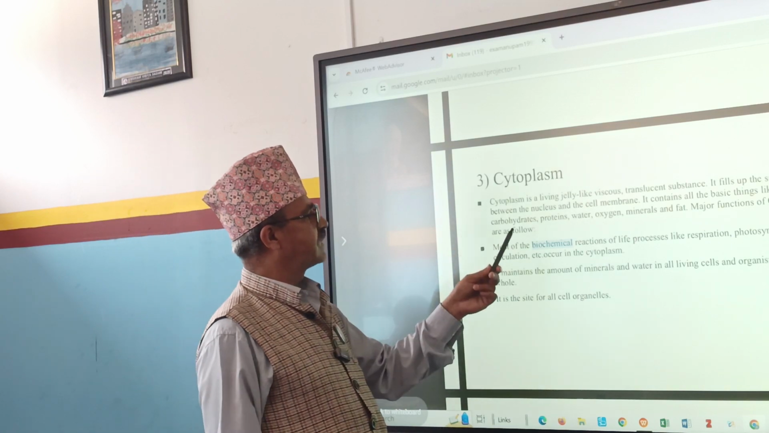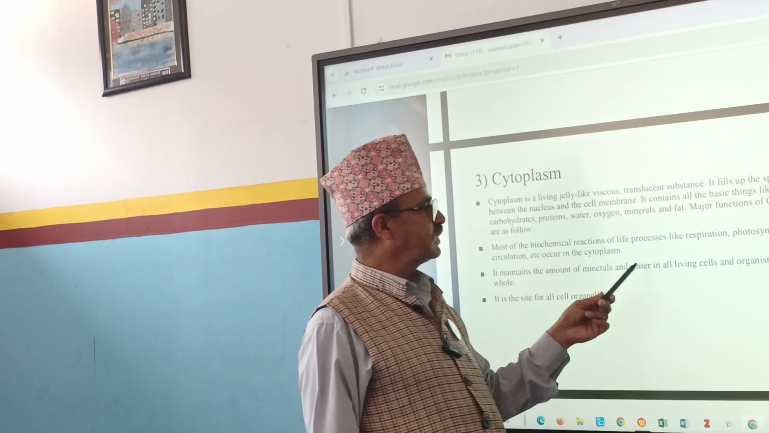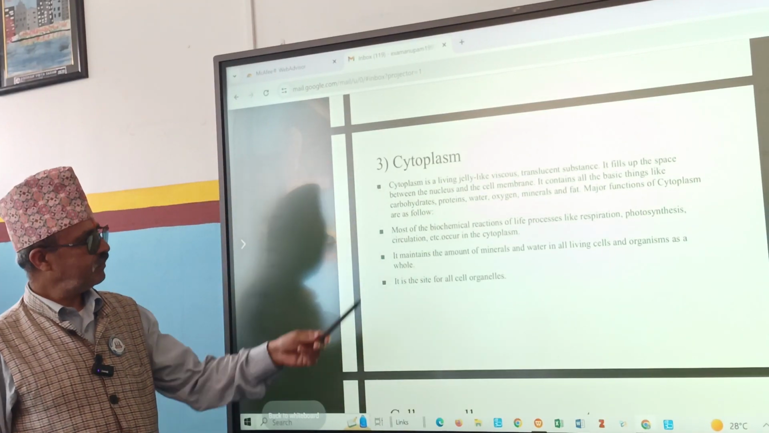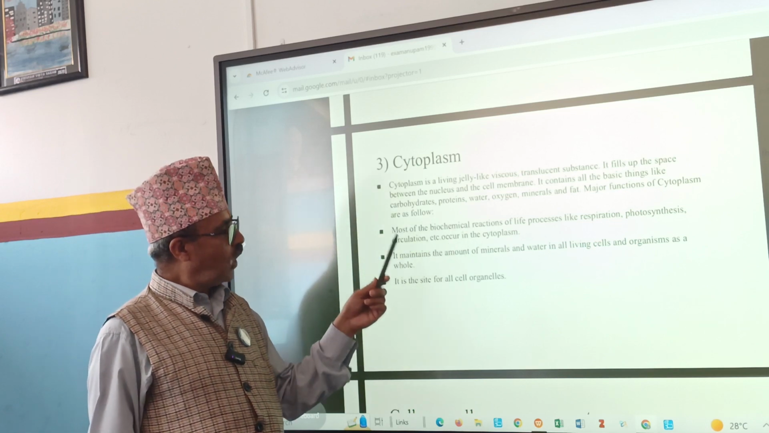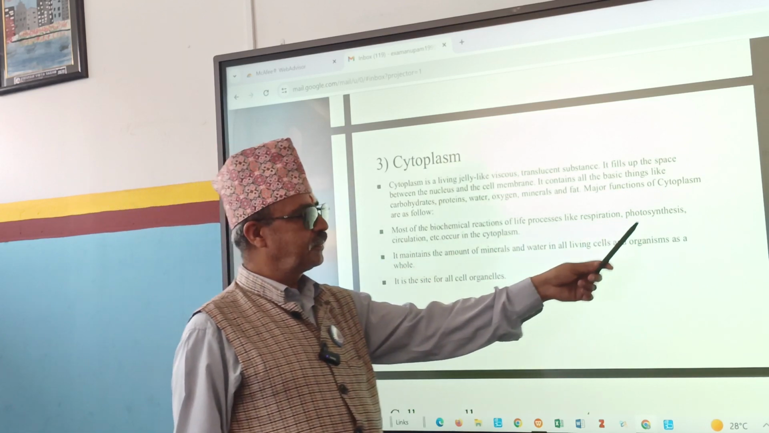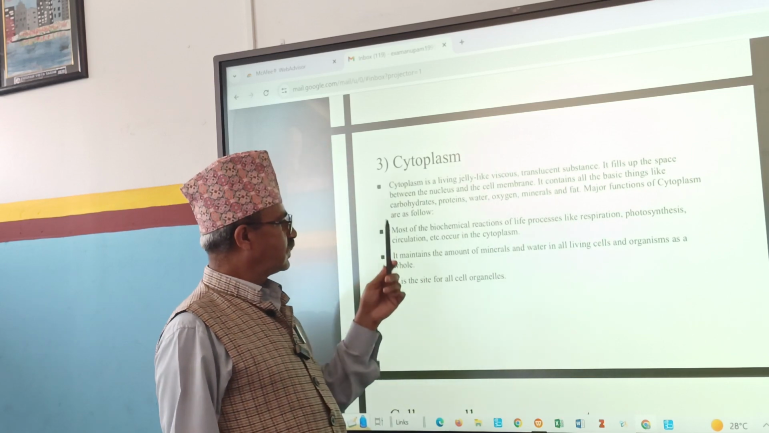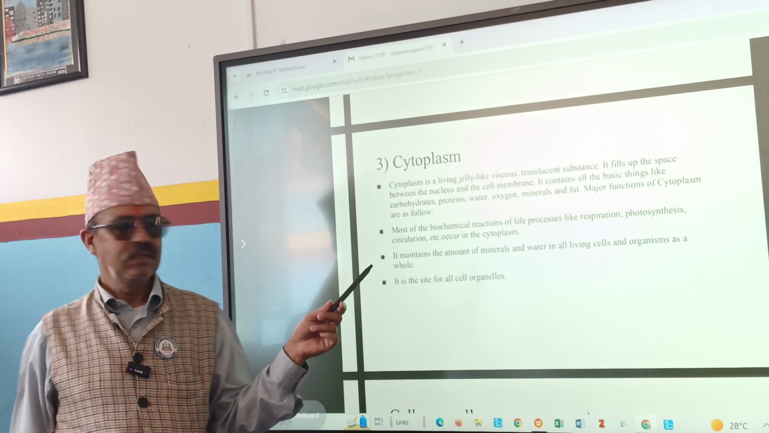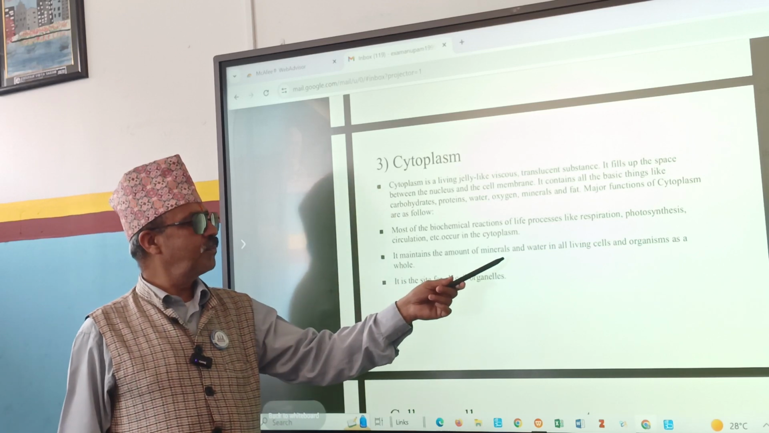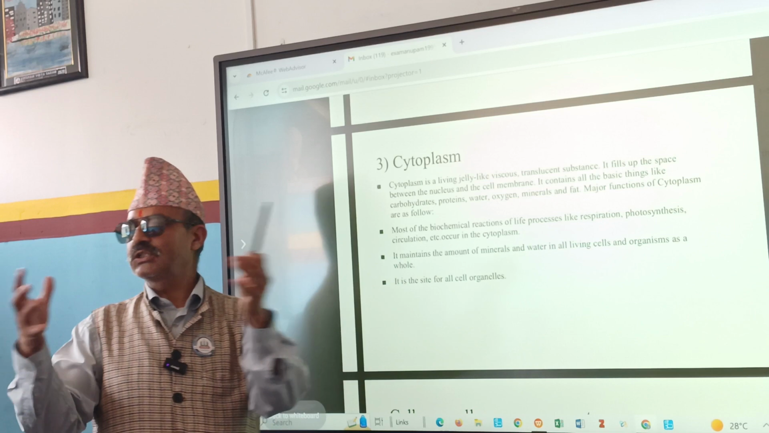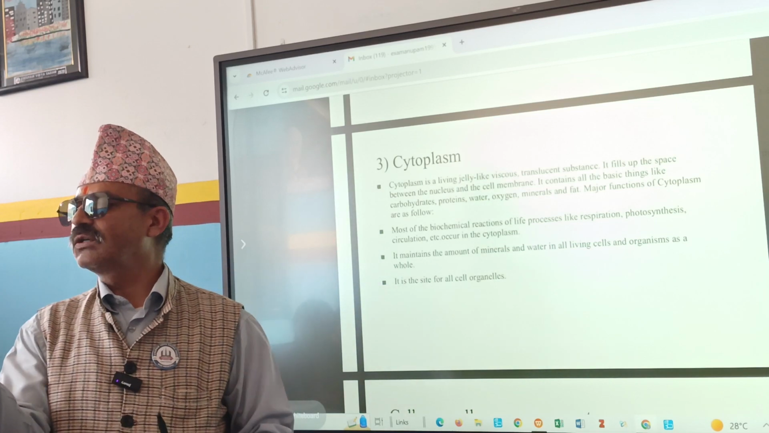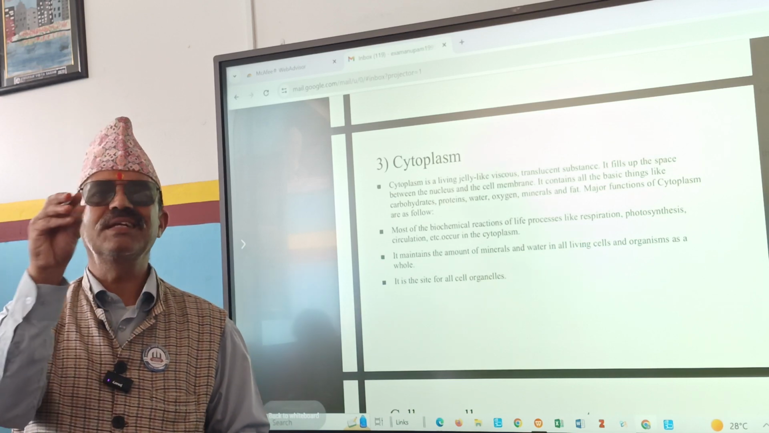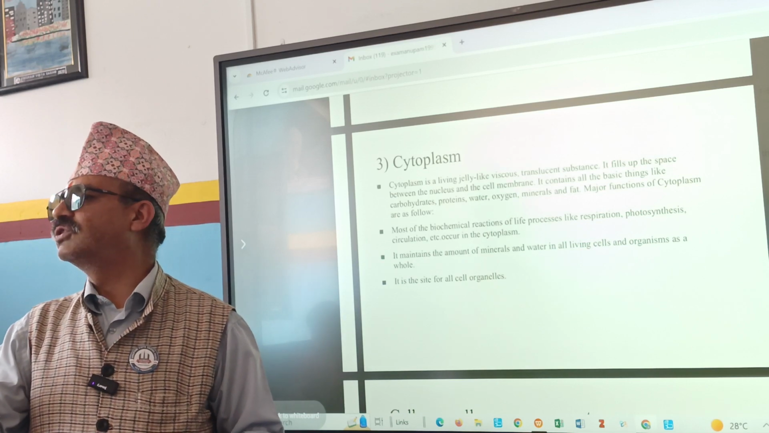And it contains many things like carbohydrate, protein, water, oxygen, minerals. What are the functions here? All the activities like respiration, photosynthesis, circulation, they all occur in cytoplasm. It determines the amount of minerals and water because it stores water and minerals, and the size of the cell will be tight. But if the cytoplasm contains less water, then the cell will be loose.